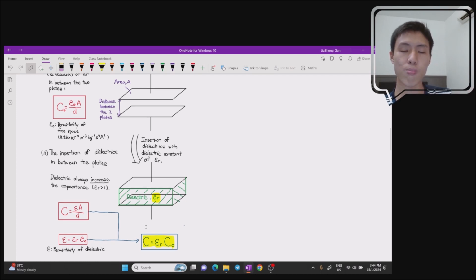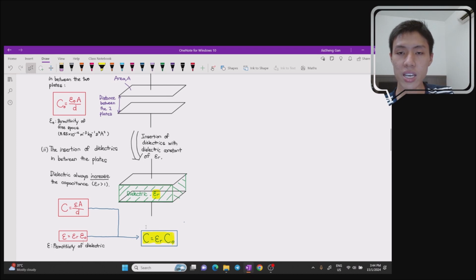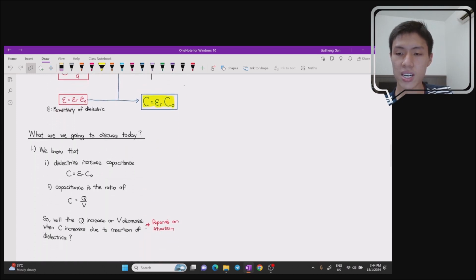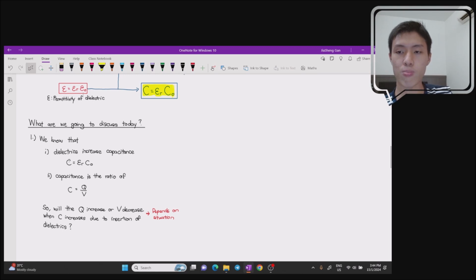These two factors play an important role in changing the capacitance of a capacitor. In the next part, we are going to continue and discuss: if we increase the capacitance by inserting a dielectric, does the increase in capacitance cause an increase in your charge, or does it cause a decrease in your potential difference between the plates? We know that C must increase, but does this increase in C relate to the increase in Q, or to the decrease of V? Which one is correct? We'll see that it's a case by case thing, and we'll discuss further about this in the next part of the video.